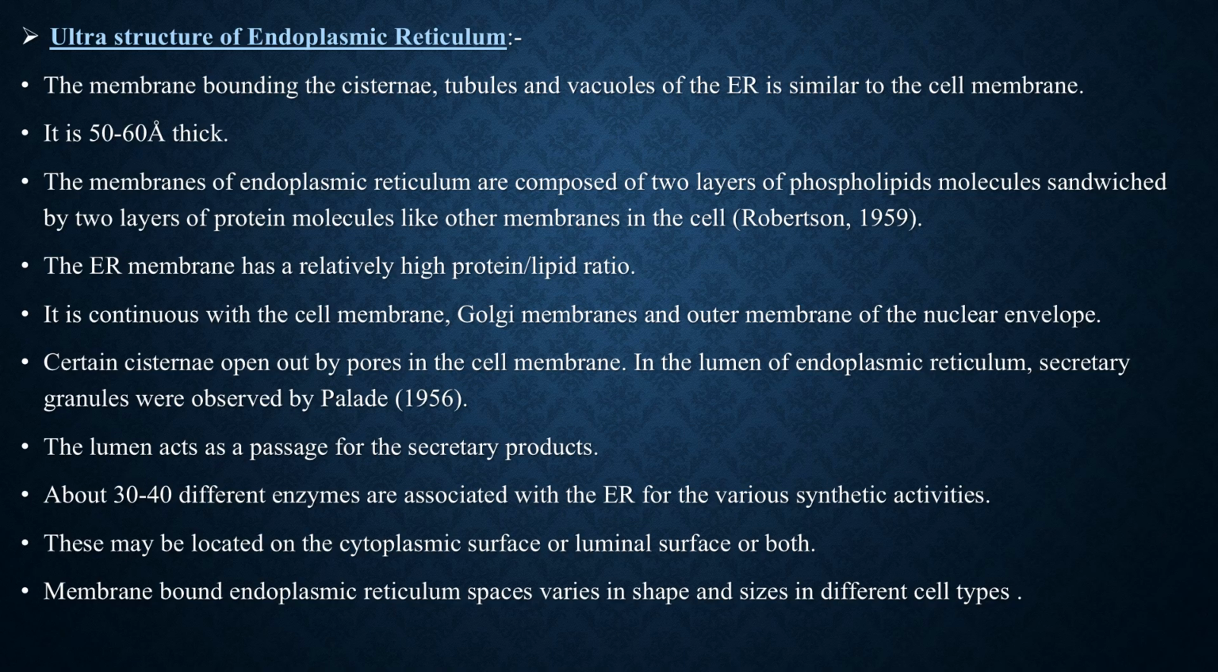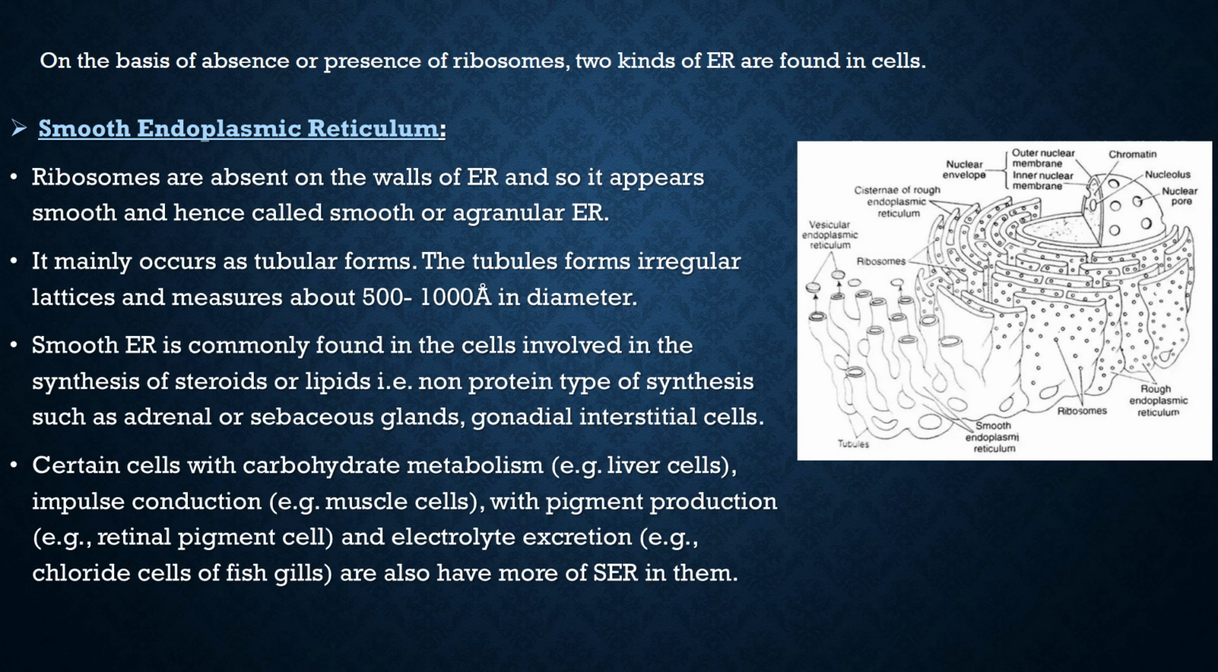About 30 to 40 different enzymes are associated with endoplasmic reticulum for various synthetic activities. These may be located on the cytoplasmic surface or luminal surface or both. Membrane-bound endoplasmic reticulum spaces vary in shape and size in different cell types. On the basis of presence or absence of ribosomes, there are two different kinds of endoplasmic reticulum found in the cells.